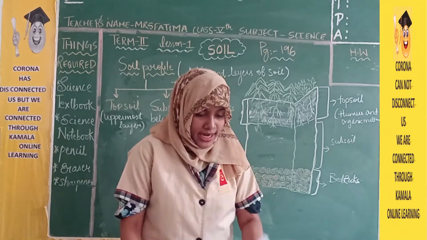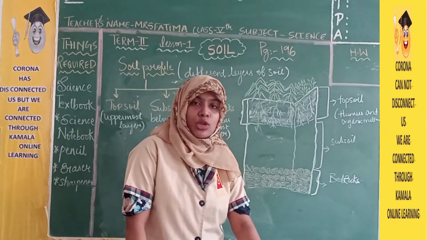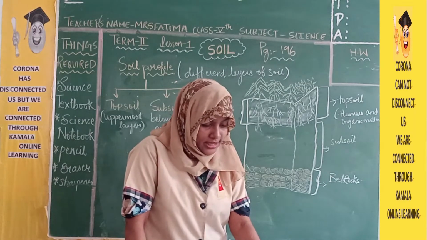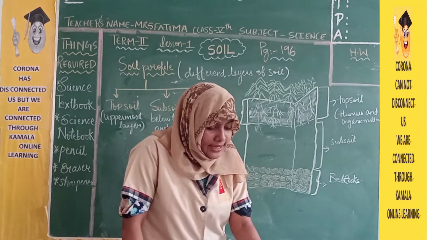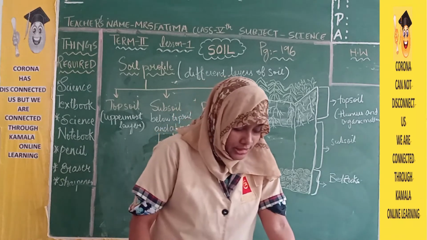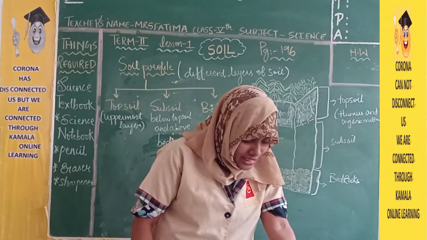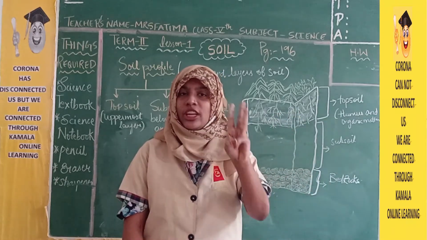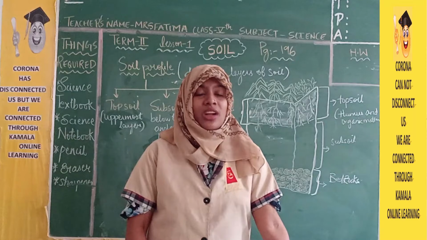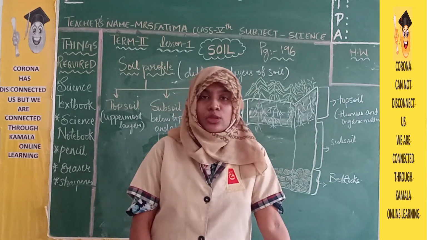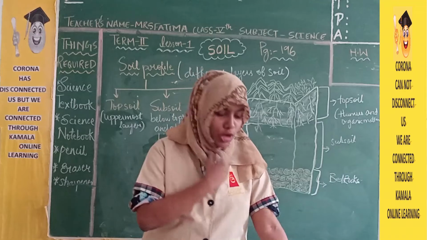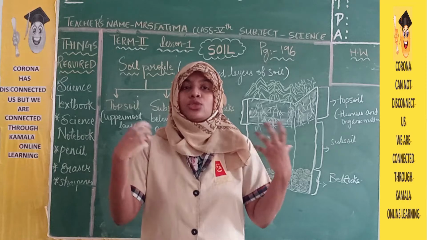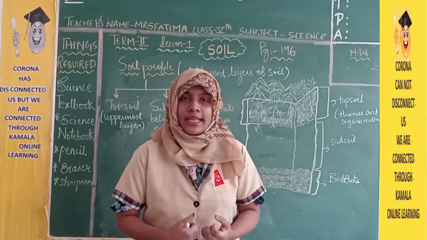So look on page number 196. There are different types of soil, each with its own set of characteristics. Dig down deep into any soil and you will see that it is made of 3 layers. When we deeply dig the soil, we get 3 layers, children. Each one has its own characteristics, means it has its own features, its own qualities.